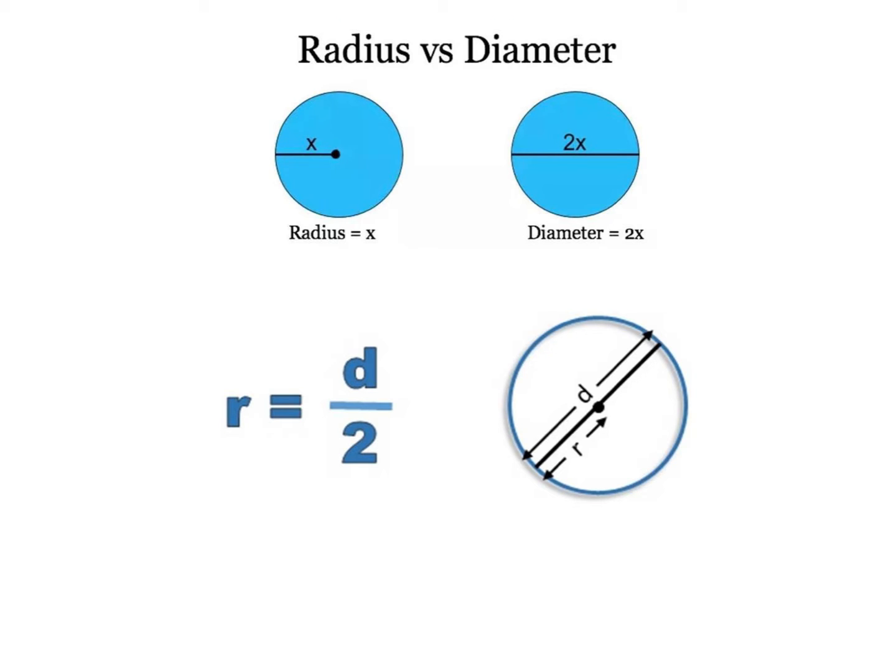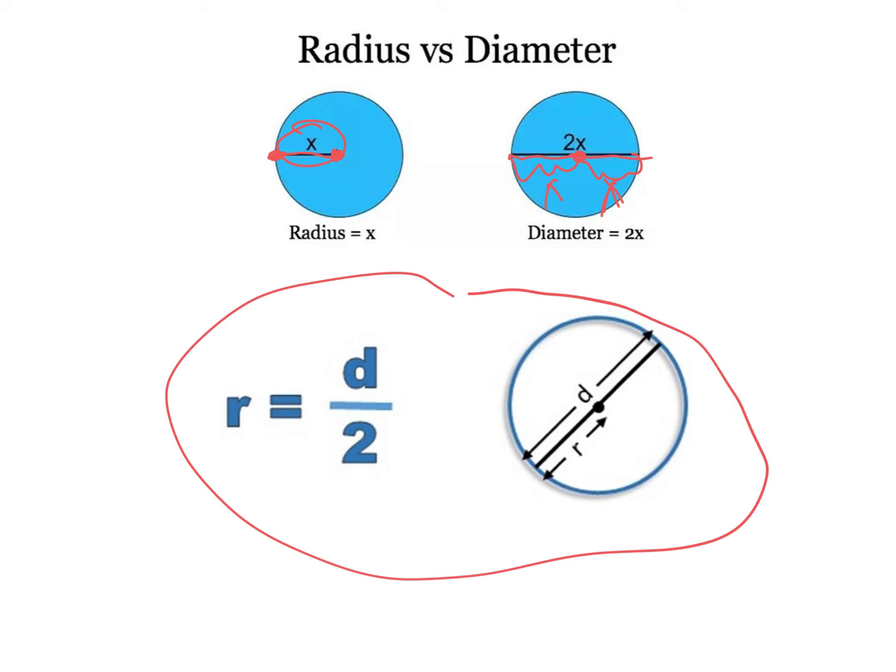Okay, this is what I was talking about. If your radius is x, and goes from the center to a point on the circle, then your diameter is 2 times x. There's your center. This is x. This is x. If you added them together, it'd be x plus x, which is 2x. Whereas your radius is half of your diameter, or your diameter divided by 2, same thing.